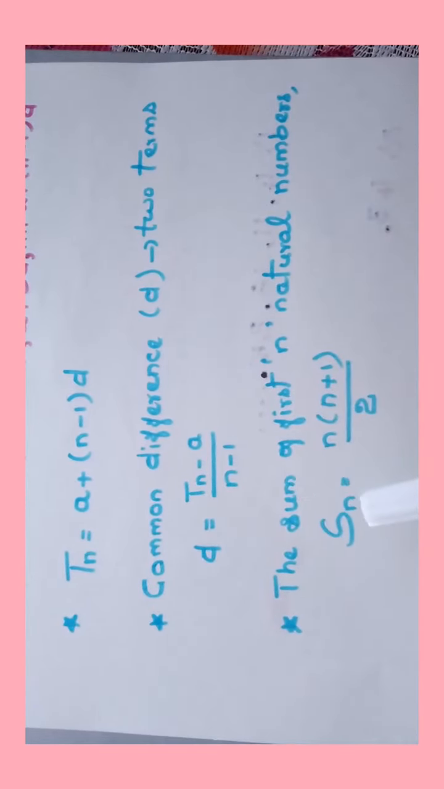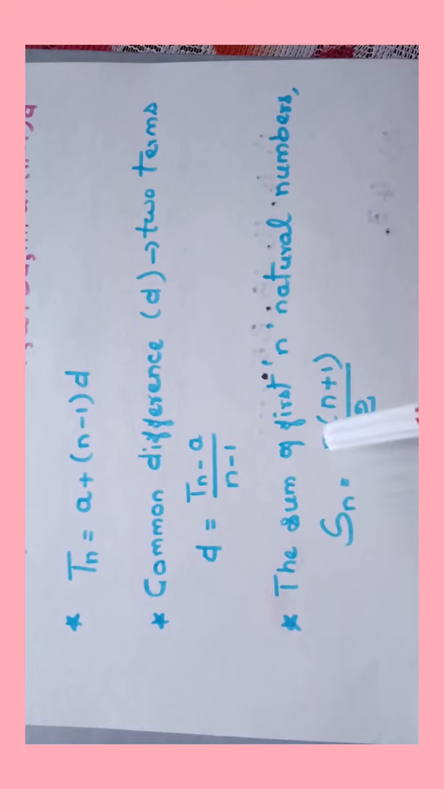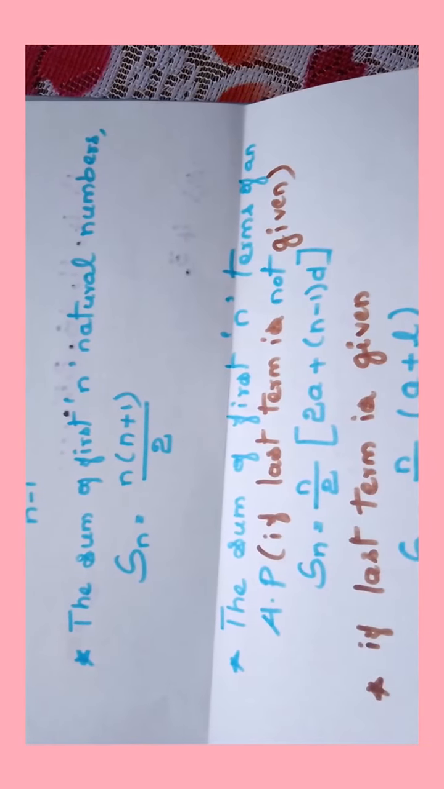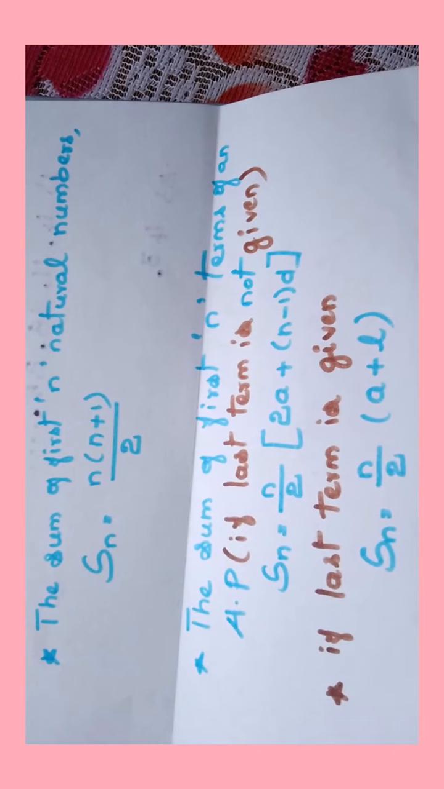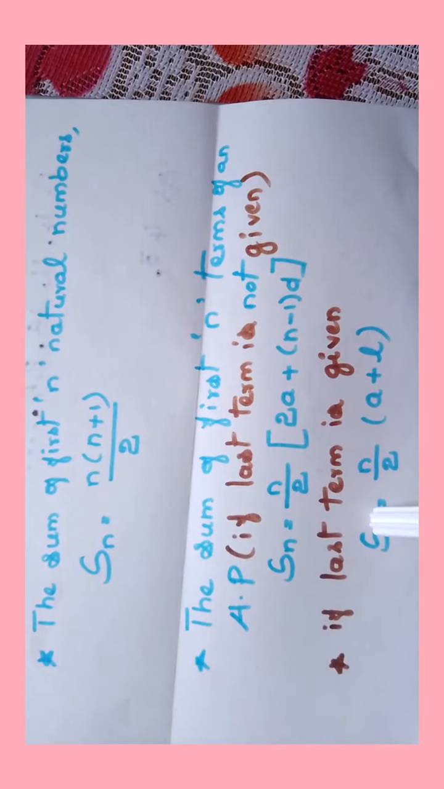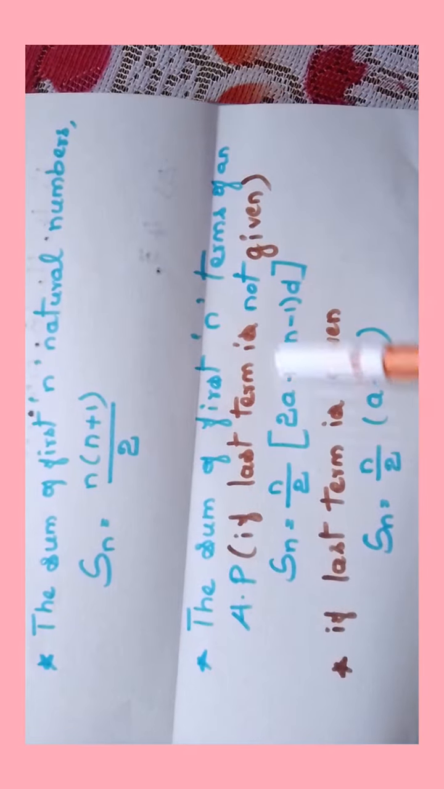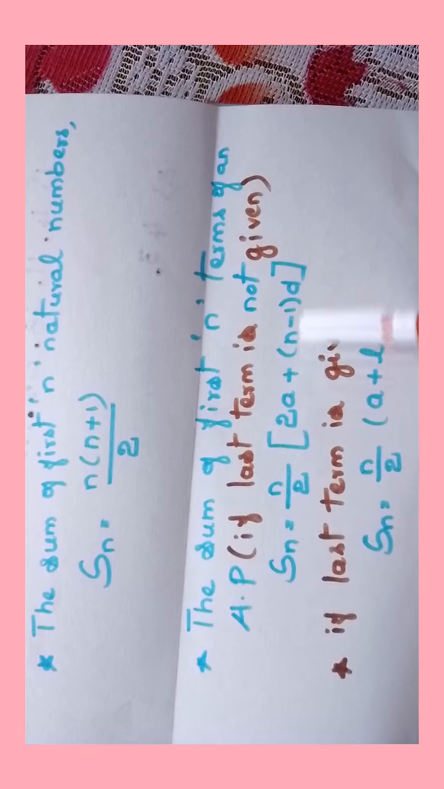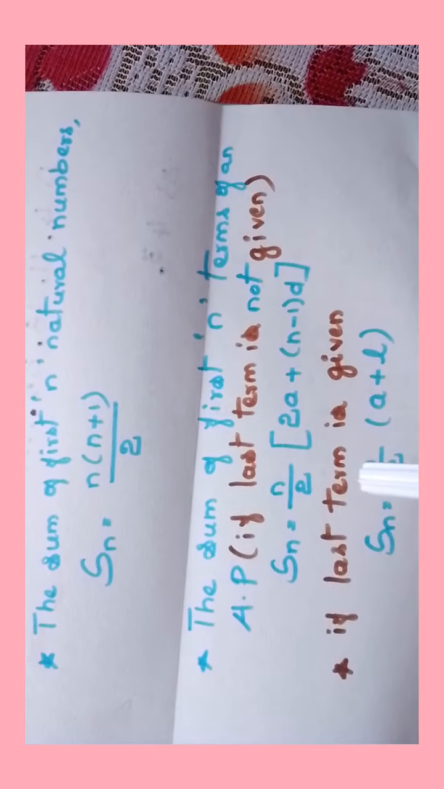If there are n natural numbers, the sum of the first n natural numbers is given by the formula Sn is equal to n into n plus 1 divided by 2. Suppose they ask us to calculate the sum of the first n terms of an AP. If the last term is not given, then we have to follow this formula: Sn is equal to n by 2 into 2a plus n minus 1 into d. If the last term is given, then Sn is equal to n by 2 into a plus l, where l is the last term.